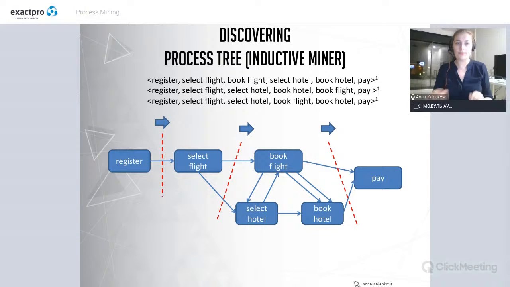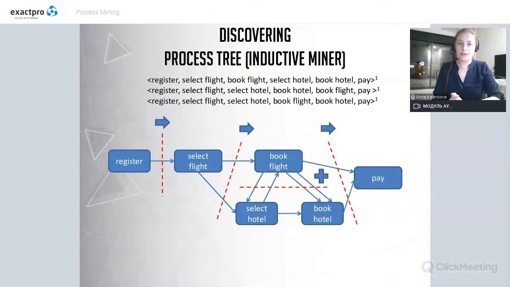Let's also cut select. So we perform select flight, and only after that we make some activities: book flight, select hotel, and book hotel. Okay, so now let's move forward, and here we can see another cut. This is a different type of cut that is called parallel execution. So what does it mean?